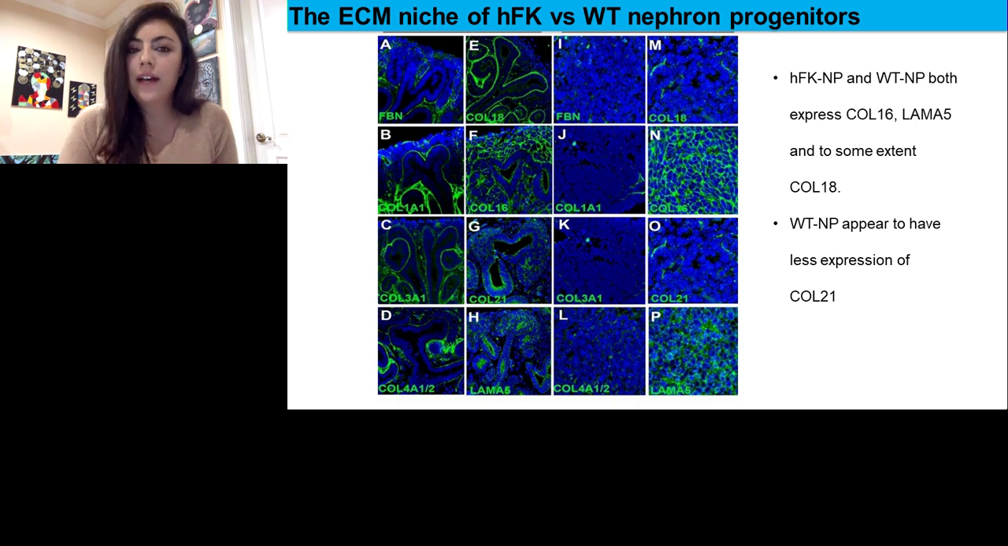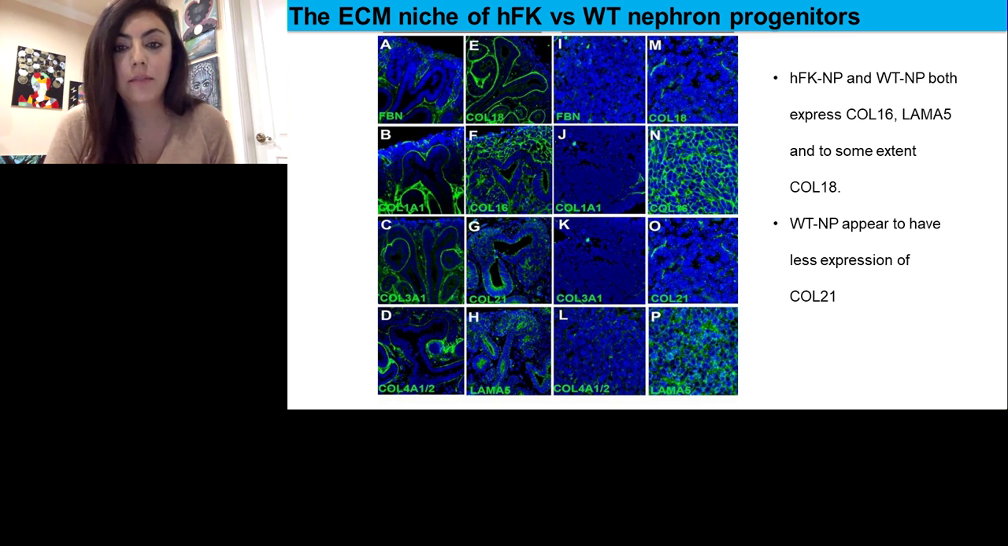And what we could identify is that indeed the human fetal kidney nephron progenitors and the Wilms tumor nephron progenitors share similar extracellular matrix characteristics. They express collagen 16, identifiable in F and N, and laminin alpha 5, identifiable in H and P, and to some extent, collagen 18, identifiable in E and M. Well, we see that the Wilms tumor nephron progenitors appear to have less expression of collagen 21, identified in G in human fetal kidney and O in the Wilms tumor. So this gave us a little bit of information.